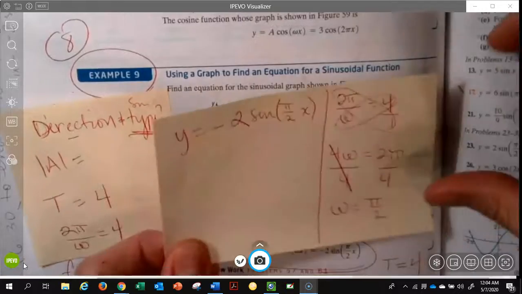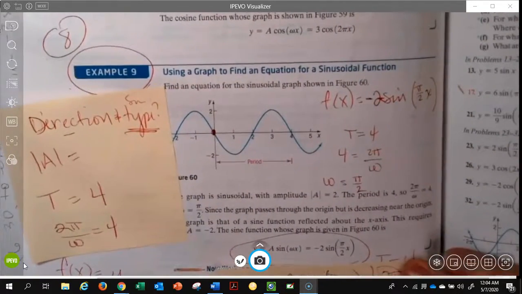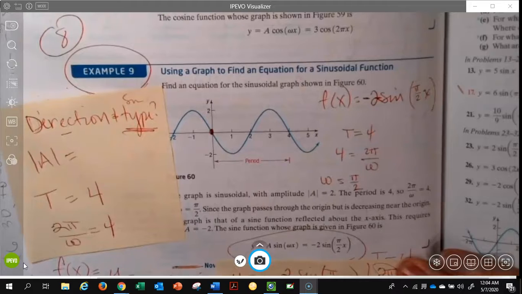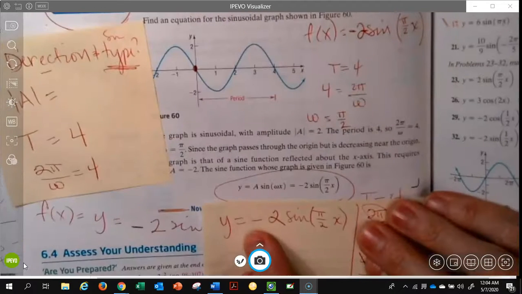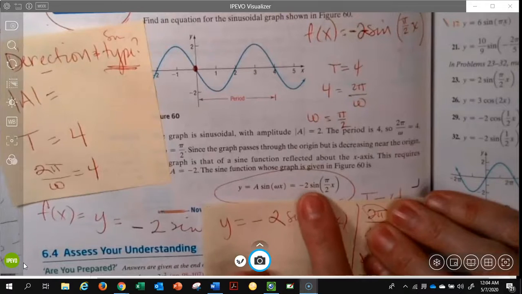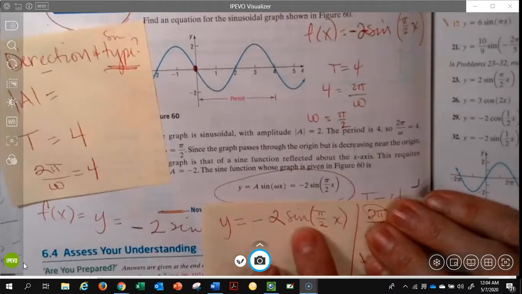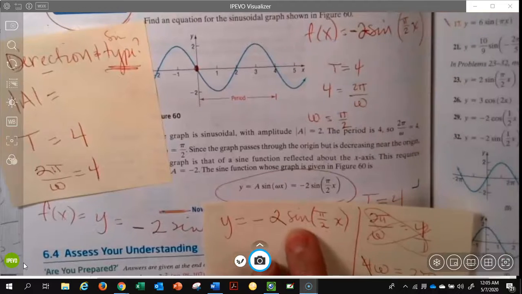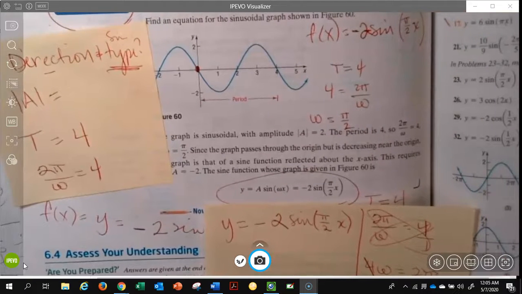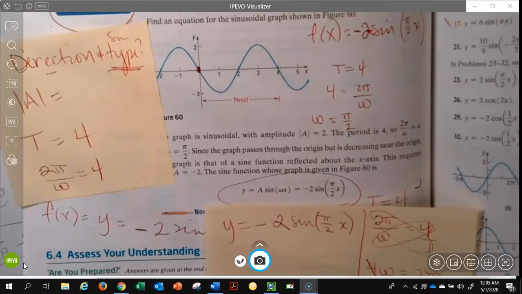And so what we think is, I'm going to put it down here like this, that y equals negative 2 sine of pi over 2 x. And if you look here, we match what they also think our equation should be based on the graph that we are given. Again, this is section 6.4, and we just did example 9.